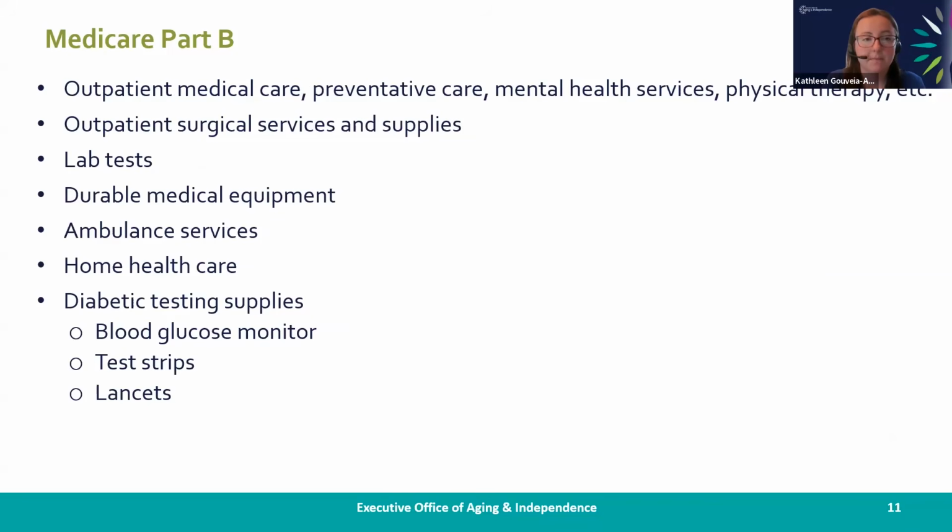Medicare Part B. Medicare Part B covers outpatient medical care, preventive care, mental health services, physical therapy, etc. Outpatient surgical services and supplies, lab tests, durable medical equipment, ambulance services, home health care, and diabetic testing supplies are all covered under Part B.